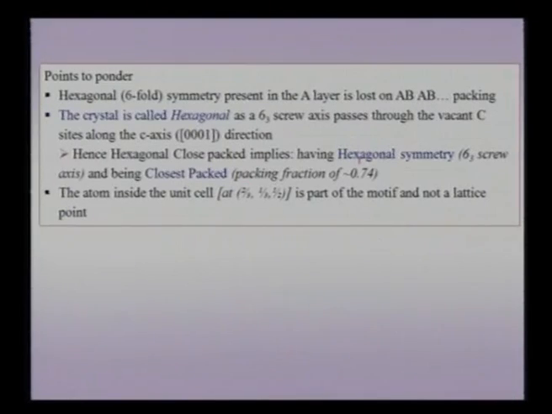We have also seen that this is one of the closest packing crystals possible, with 74% packing of volume. An additional point to be noted is that the atom inside the unit cell is not part of the lattice, which means the center of that atom is not a lattice point, but is actually part of the motif.